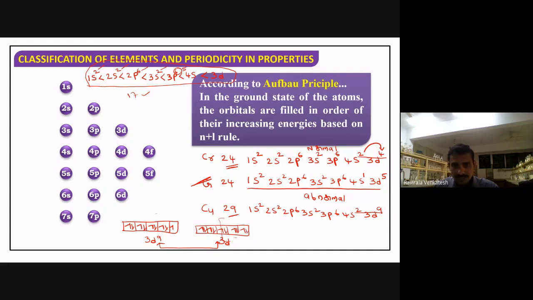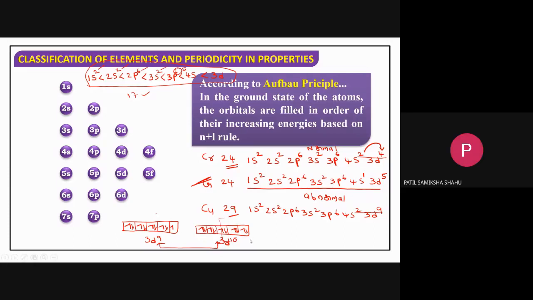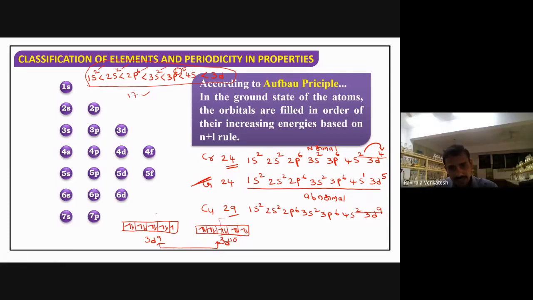this is called 3d10. Now among 3d10 and 3d9, which is more symmetrical? 3d10. 3d10 is more symmetrical and has more exchange energies. In structure of atom, we discussed that. So that is the reason it's stable. One of the electrons will jump here. So the abnormal configuration for this one is 1s2, 2s2, 2p6, 3s2, 3p6. Now 4s2 will become 4s1 and 3d9 will become 3d10.